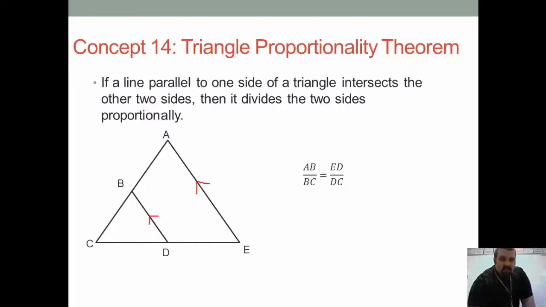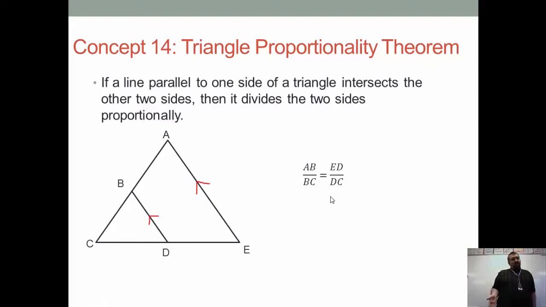So if I look at this picture here, these 2 parallel lines, in fact it's this one they're talking about. If a line parallel to one side of a triangle intersects the other 2 sides. So they're talking about segment BD over here. It intersects both sides and is parallel to the 3rd side here. It divides the sides proportionally. What that means is segment AB to segment BC has to be the same ratio as segment ED to segment CD, as shown right here. This has to be true in this situation.